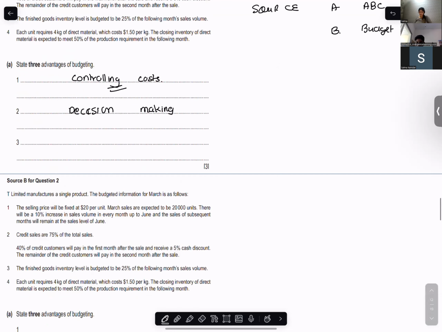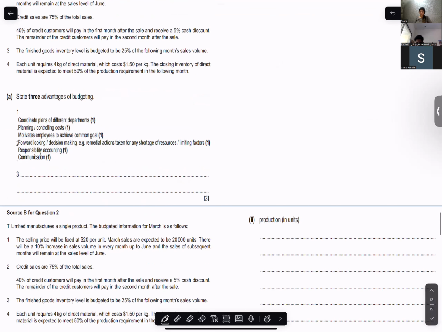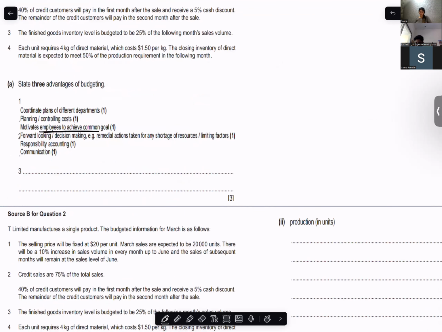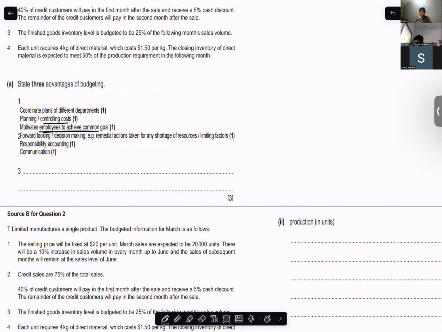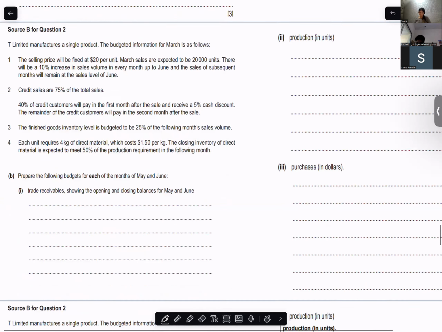One more advantage of budgeting would be it motivates the employees to achieve common goals. So the 3 advantages are controlling costs, motivating the employees to achieve common goals, and decision making, which is forward looking. When you budget something and the actual results come out different, then you can take remedial actions. Are you with me? Yes. Okay, let's go ahead.